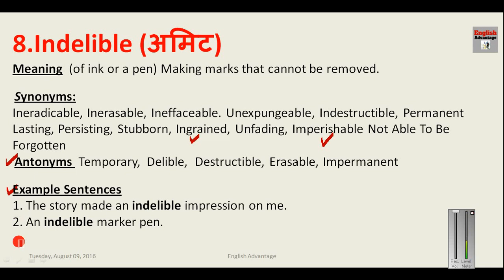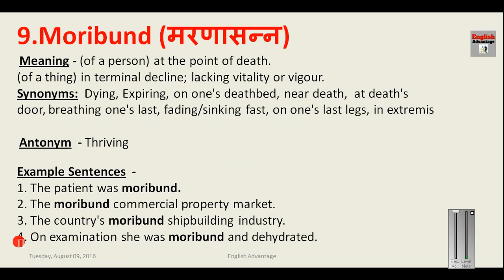Now let us look at the next part. So I hope you must have understood the meaning of indelible. Indelible is something that cannot be removed or something that cannot be erased. Now let us look at the next word, moribund.